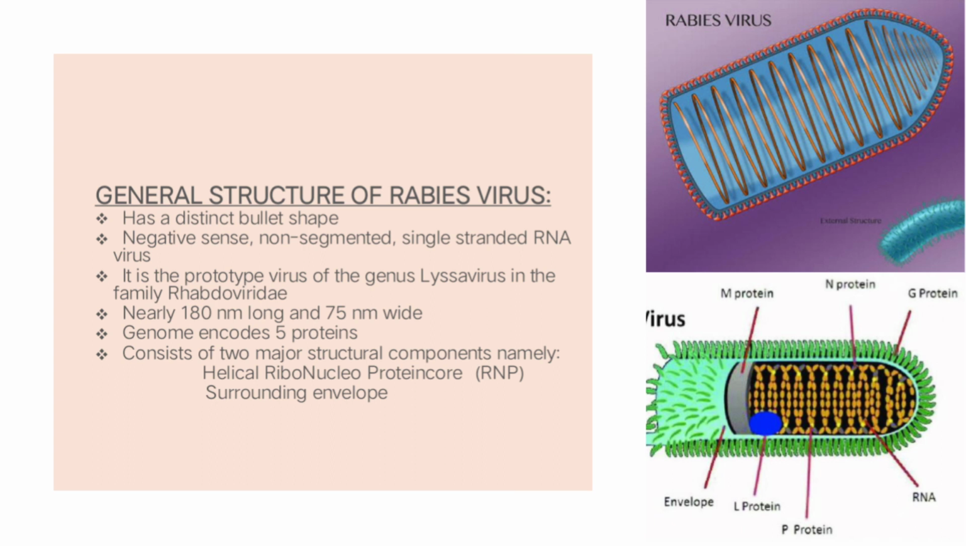The genome of the rabies virus encodes 5 main proteins, namely M, N, G, P and L protein respectively, and the structure of rabies is composed of mainly two parts: a helical ribonucleoprotein core and a surrounding envelope.